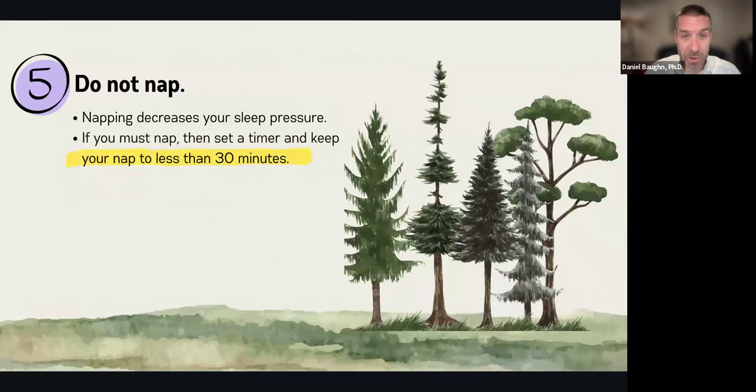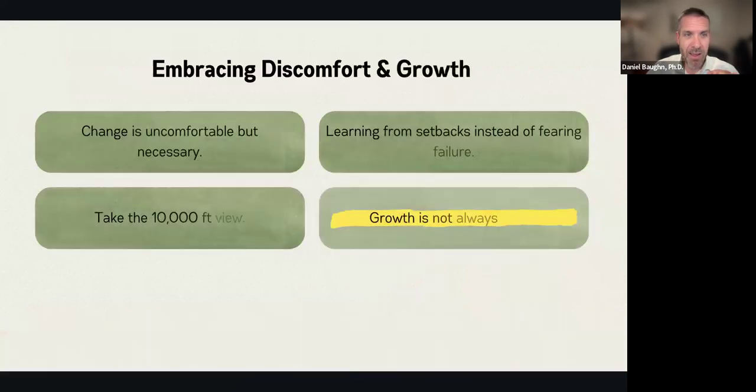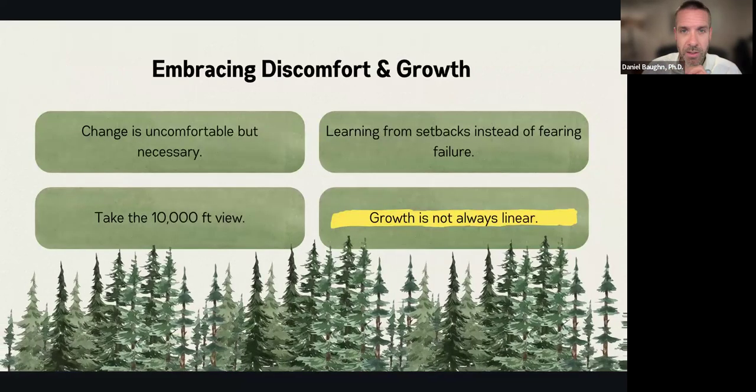And then number 5, do not nap. But if you did have to take a nap, try your hardest to do a power nap. So keep it less than 30 minutes. And the reason why this is super relevant is all of these things require you to change and to grow.